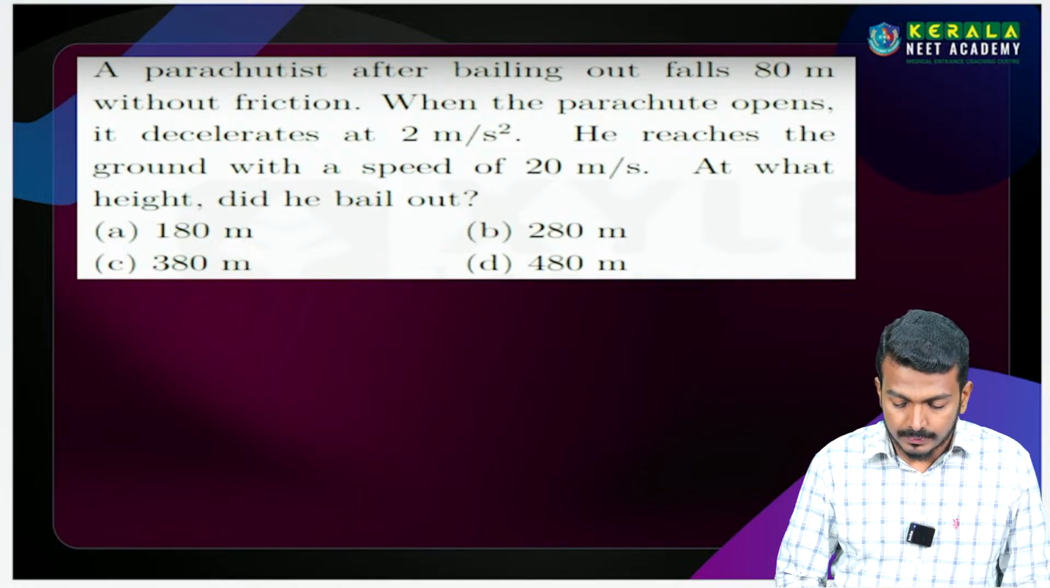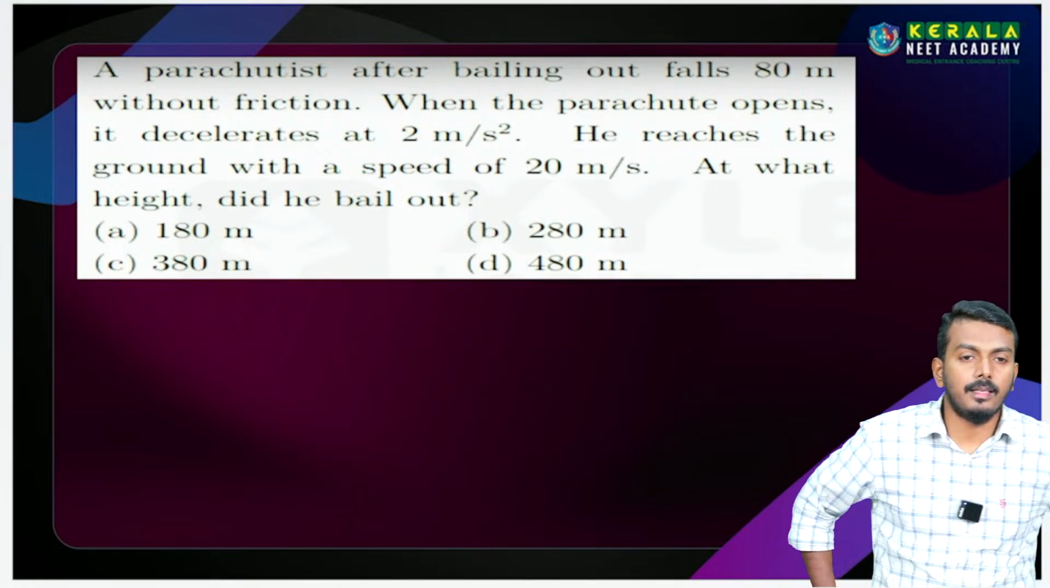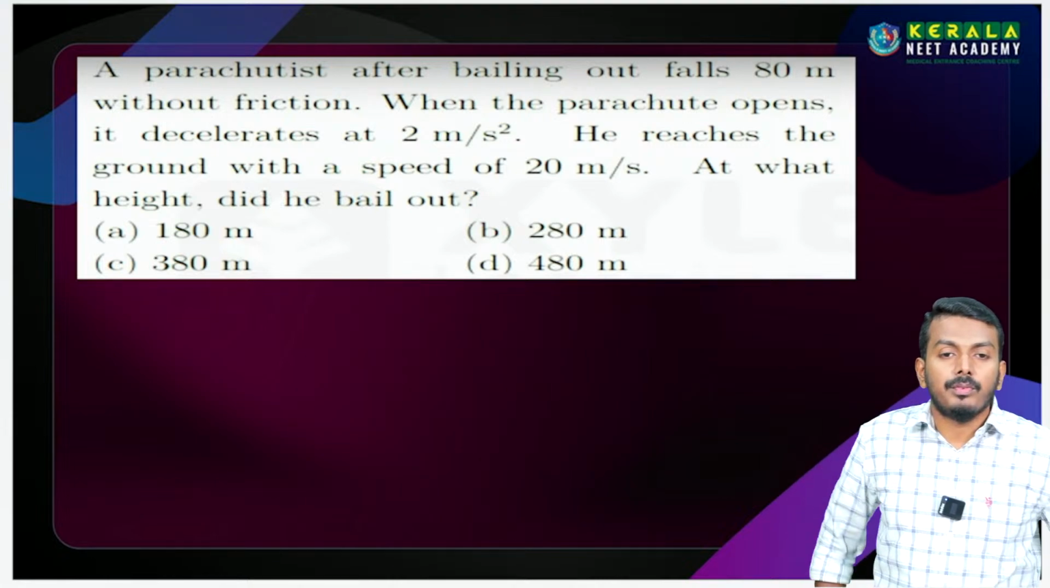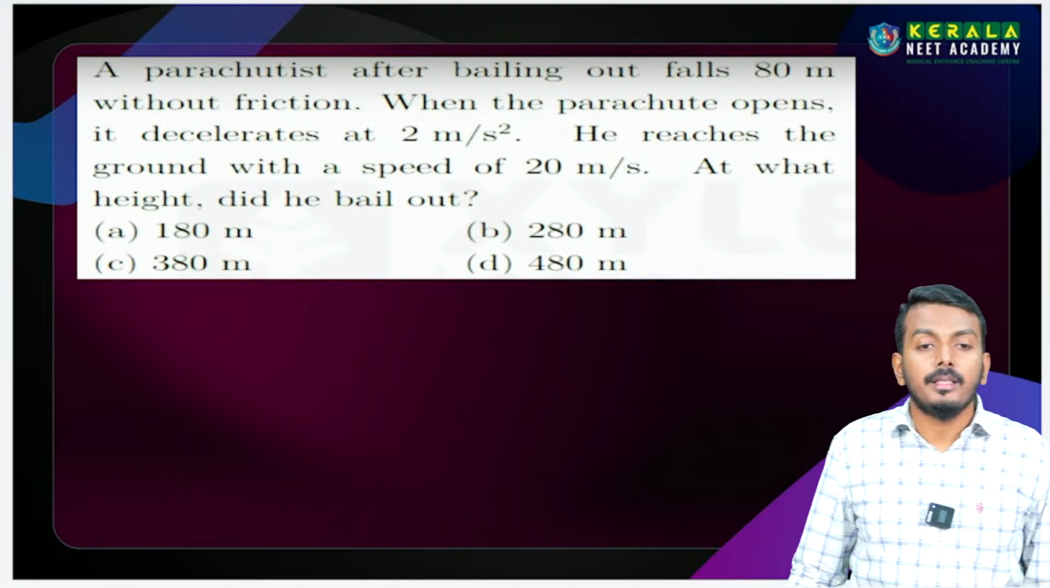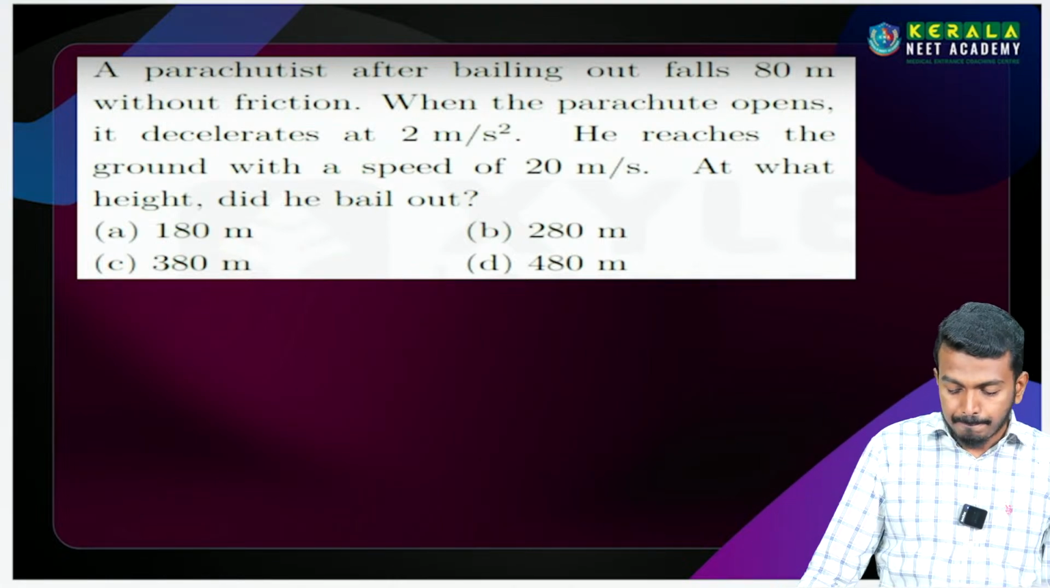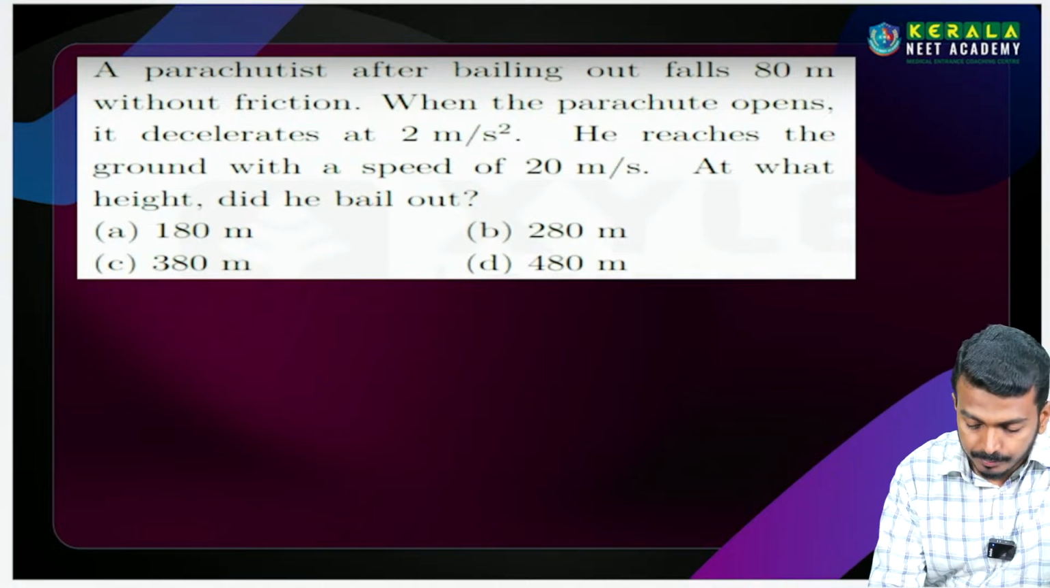question. Okay, yes, one of the important questions. A parachutist after bailing out falls 80 meter without friction. Okay. What is given in the question?